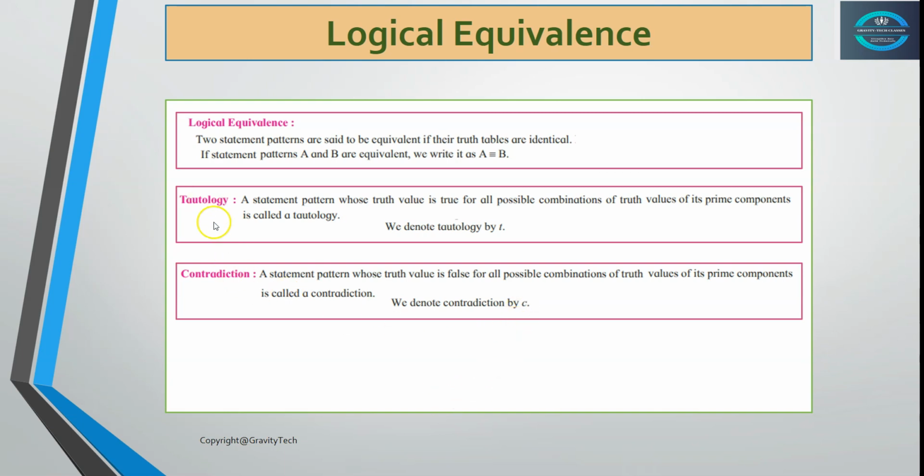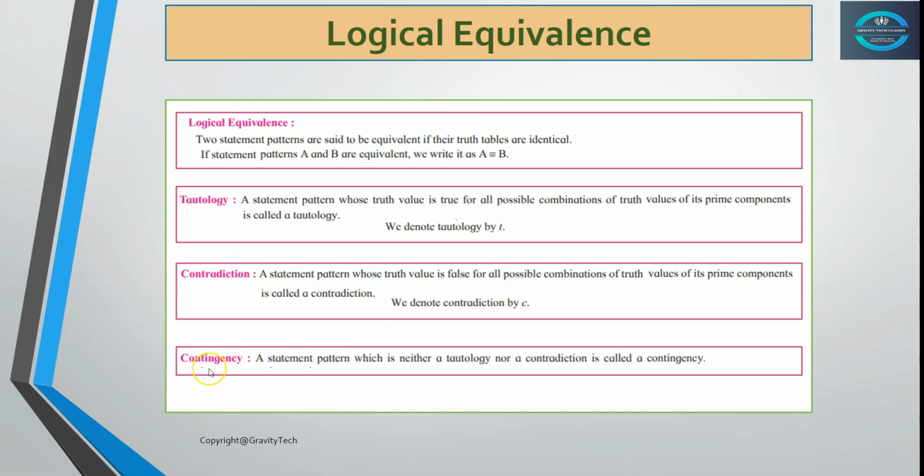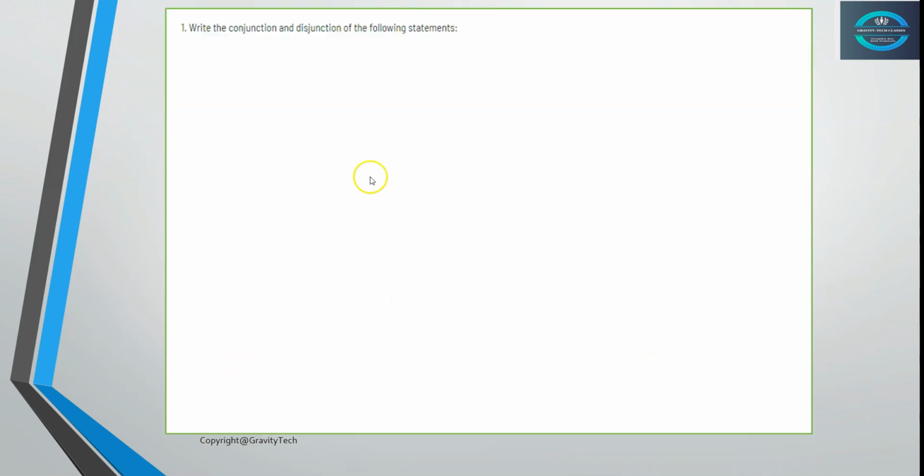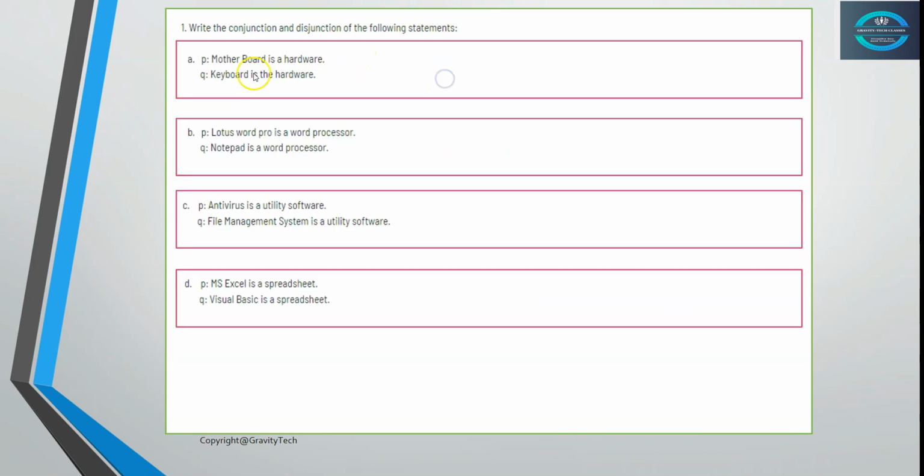And what is neither a tautology nor a contradiction is called a contingency. Contingency is a statement pattern which is neither a tautology nor a contradiction, right? Now let's see. They are saying write the conjunction and disjunction of the following statements. Some examples are given here. Conjunction means and, disjunction means or.